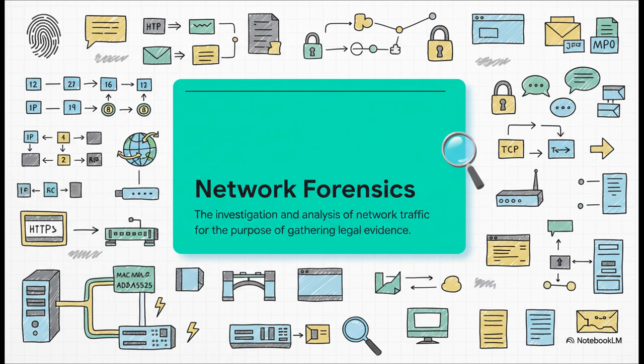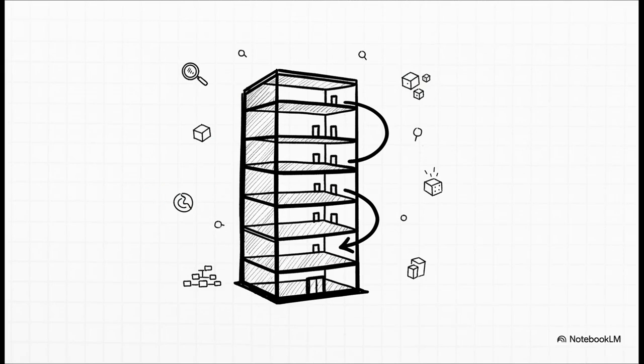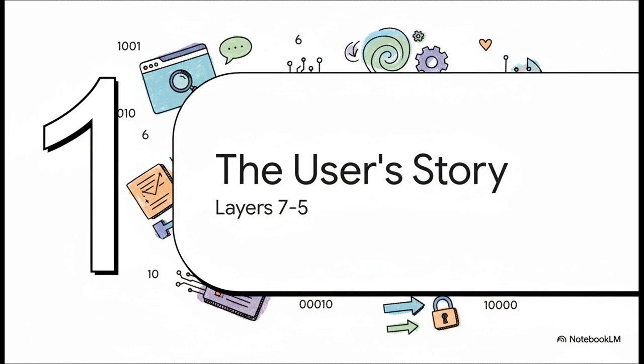Now, our roadmap for this whole investigation is a framework you might have heard of called the OSI model. The easiest way to think about it is like a 7-story building. Every single piece of data has to travel up and down these 7 layers to get from you to a server and back again. For a forensic analyst, each floor of this building holds a different kind of clue. We're going to start at the very top, layer 7, and work our way all the way down to the physical wires.